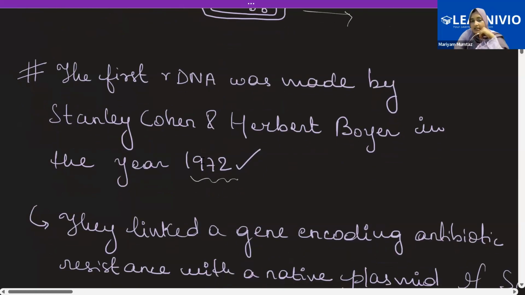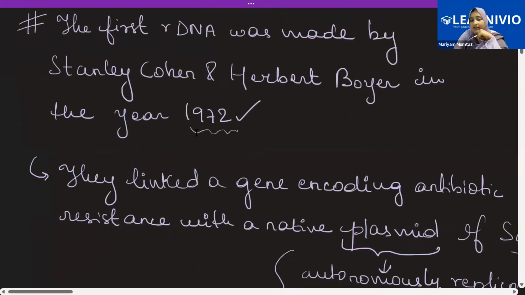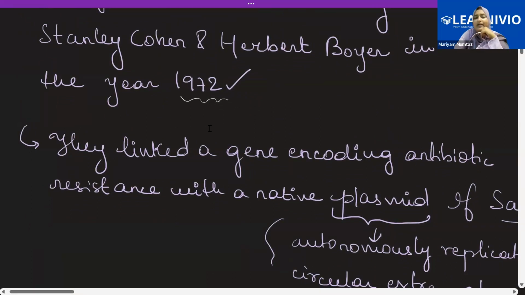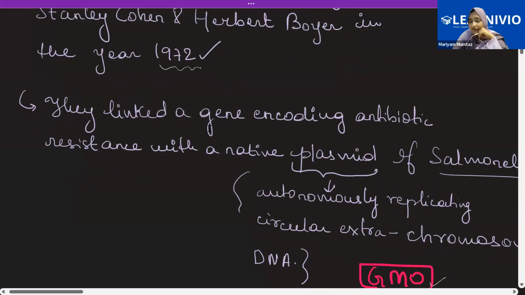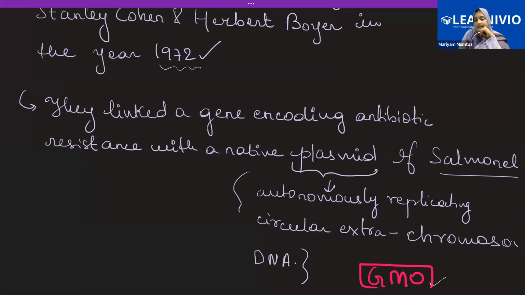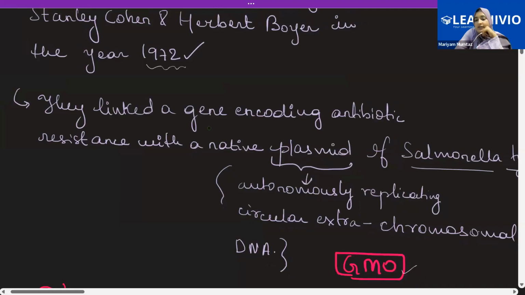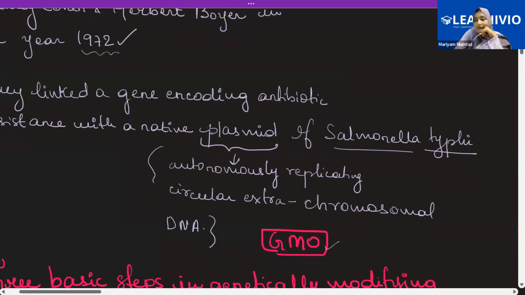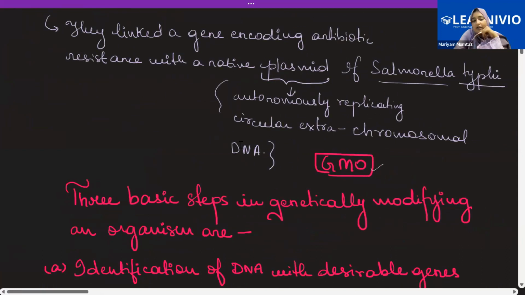The first recombinant DNA was made by Stanley Cohen and Herbert Boyer in the year 1972. What they did was link a gene of their interest that had antibiotic resistance with a plasmid. You have studied about plasmids: other than the genomic DNA, the extra-chromosomal circular DNA in bacteria, mostly prokaryotes, is a plasmid. So they took out the plasmid of Salmonella typhi, which causes typhoid, right? And then they made the whole thing.